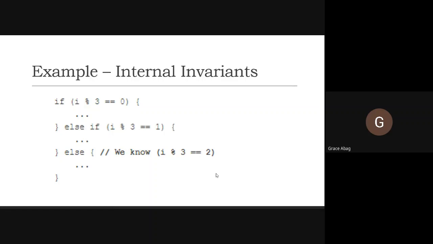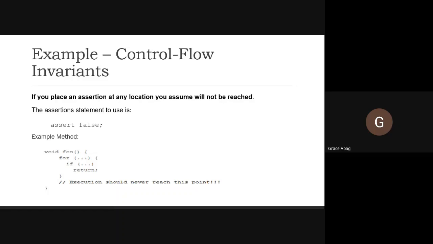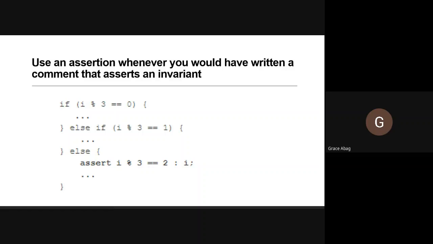All right, so in this example, internal invariants, before assertions were available, many programmers used comments to indicate their assumptions concerning a program's behavior. For example, you might have written something like this. But using the assertion, you should now use an assertion whenever you would have written a comment that asserts an invariant. So yan siya. Yan yung example ng codes.